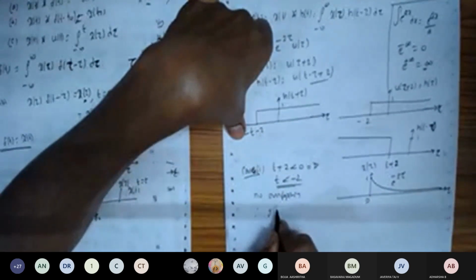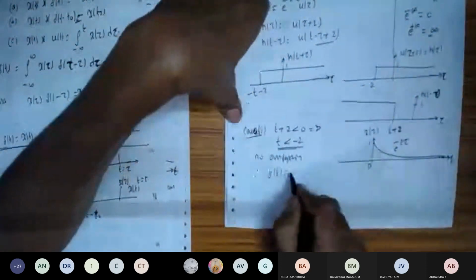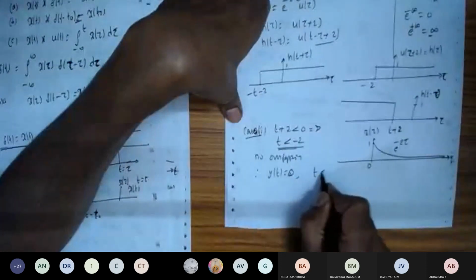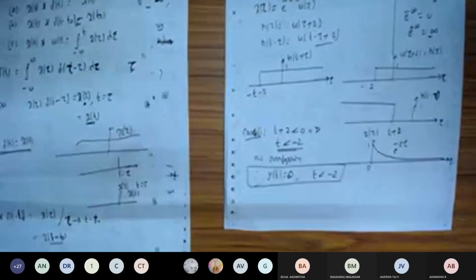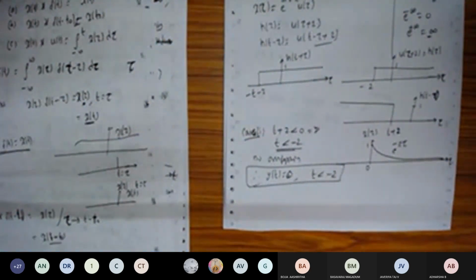Therefore, y of t will be equal to 0. Y of t will be equal to 0 for t less than -2.